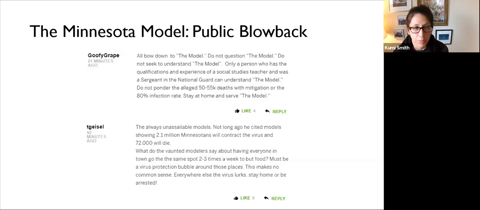Thanks, Kelly. And you haven't quite pointed it out, but these are some of our favorite comments that we got when the governor released the more recent updates of the model and the extension of the stay-at-home order. Our favorite one is Goofy Grape, who says, "All bow down to the model, do not question the model." So we kind of love that.